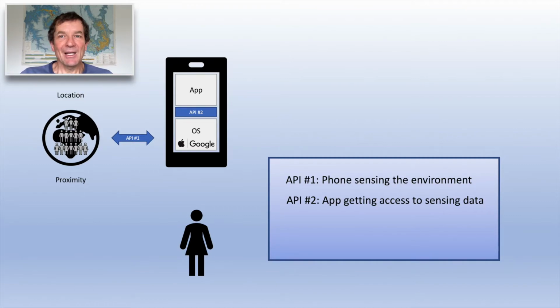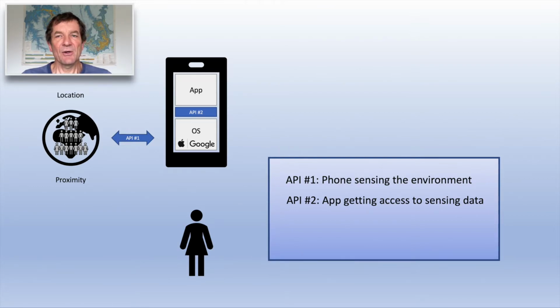The second API that we need is an API on the device. What you see here is your typical setup on a phone nowadays, where the phone has an operating system, the OS, which in many cases is either Apple's iOS or Google's Android. And that is the stuff that operates the phone. So this is the technology that really collects the data from, for example, the Bluetooth receiver.